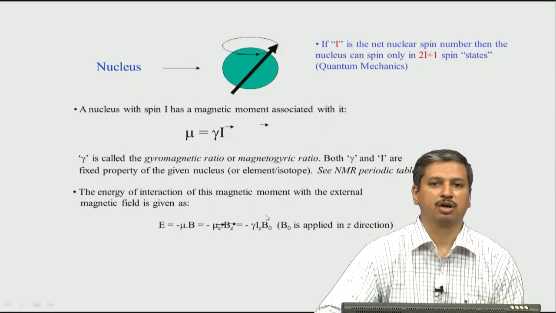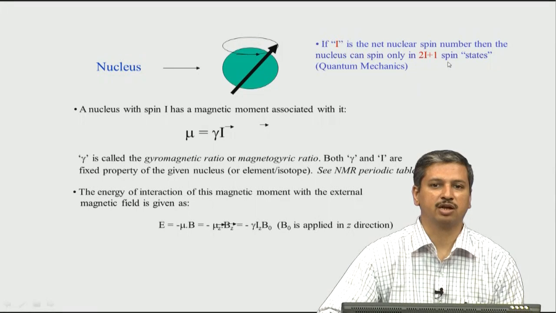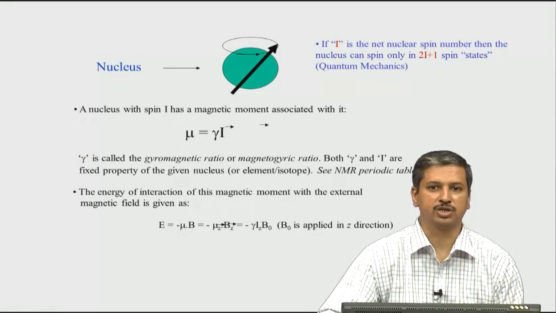Now, according to quantum mechanics, if you have a spin I, it has 2 I plus 1 spin states. Now, what is a spin state? A spin state is basically what I was referring to as energy levels in the previous class. We looked at different energy levels, and showed that there is a ground state and an excited state. Similarly, the angular momentum, denoted by I, is also quantized, and it has 2 I plus 1 levels.